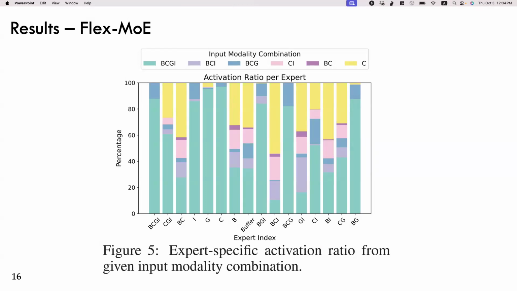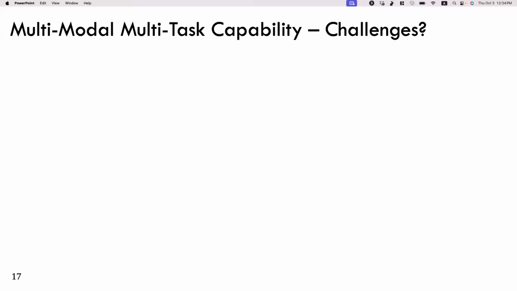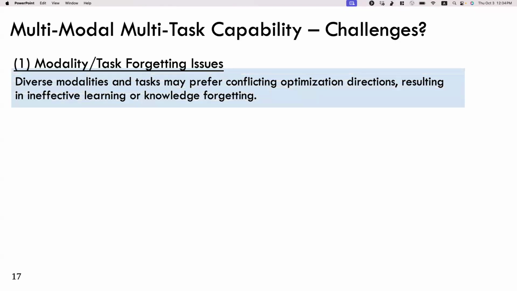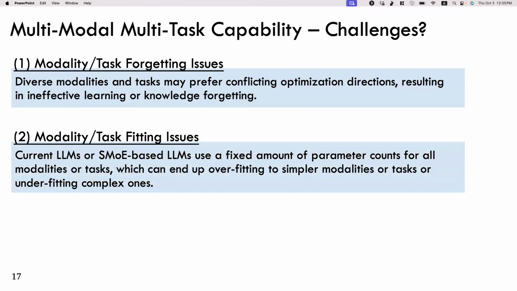Okay, so I will go through the last 2 to 3 slides quickly. Beyond the missing modality issues, there are indeed some other challenges in multimodal multitask learning. The first one is modality conflict. As I mentioned, if your optimization directions are larger than 90 degrees, they cancel each other. The second one is the fitting issue. This is a problem most researchers have trouble with.